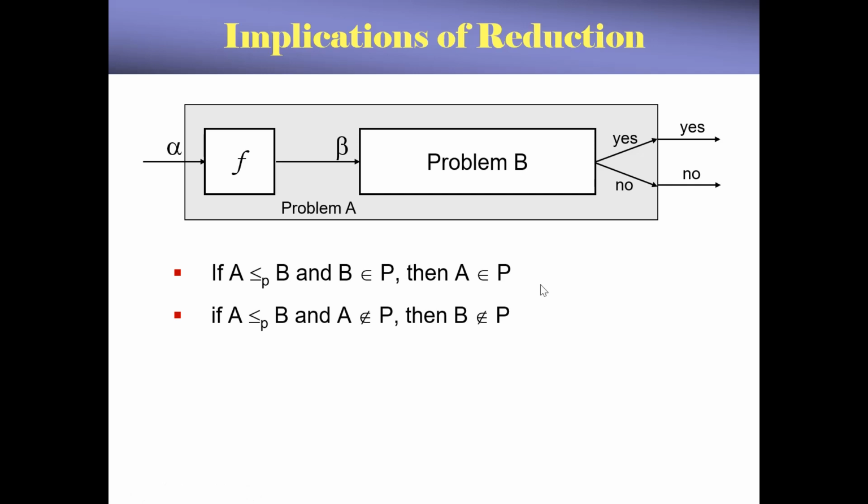Another property, if A is polynomially reducible to B and A is not in P, then B cannot be in P. See, A is easier than B, but even though A is easier than B, it is still not in P. How about a problem B that is even harder? If A cannot be in P, then of course B cannot be in P. So these are obvious from the definition of reducibility.